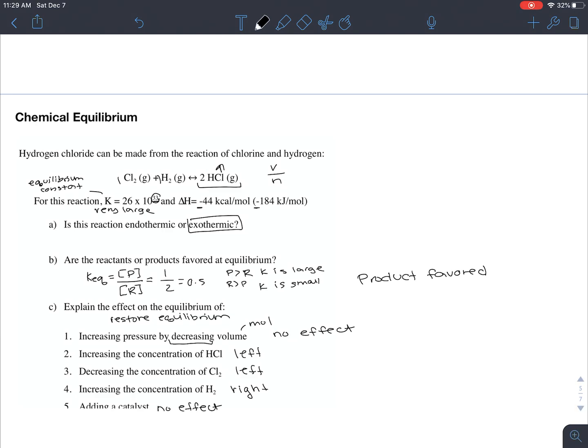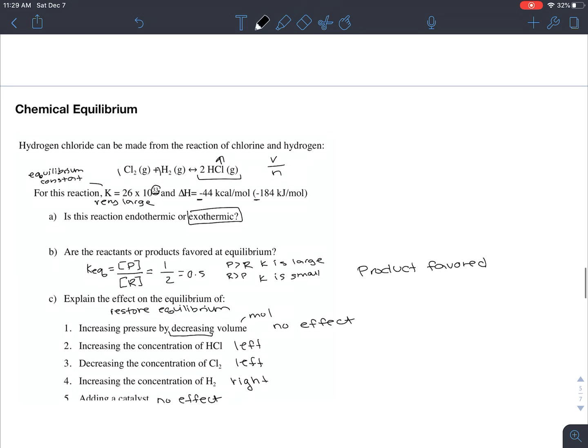So you always want to think, whenever it says the effect on the equilibrium, think of what's happening first and then how the equilibrium is going to shift to fix that, because that's equilibrium. What's happening to it, then at that moment, it's no longer equilibrium. So to get to equilibrium, how is it going to shift?